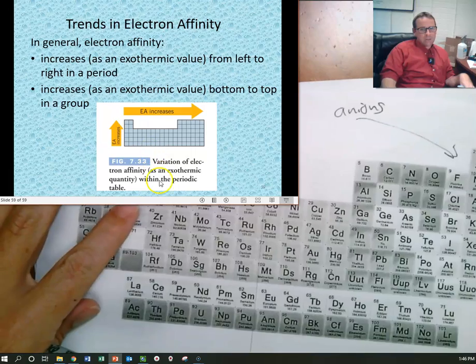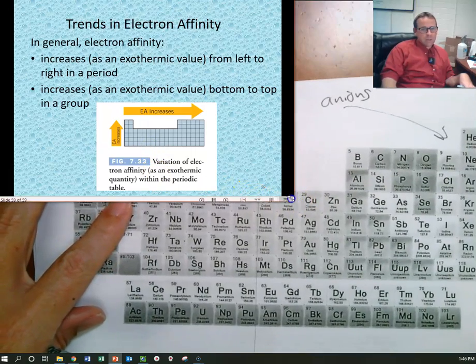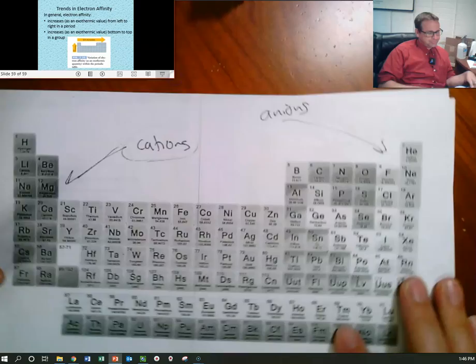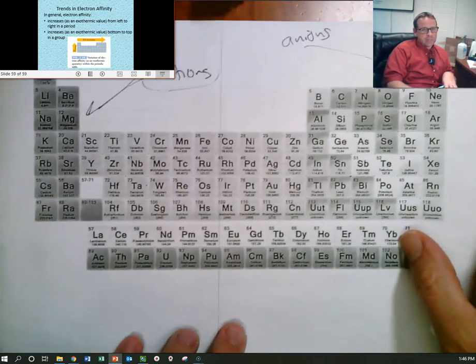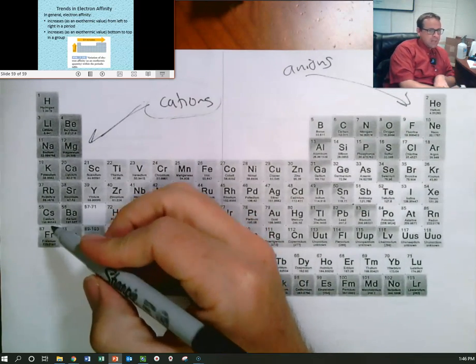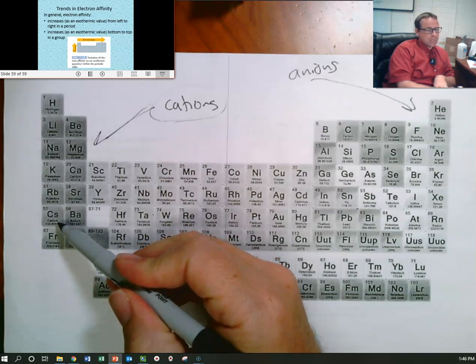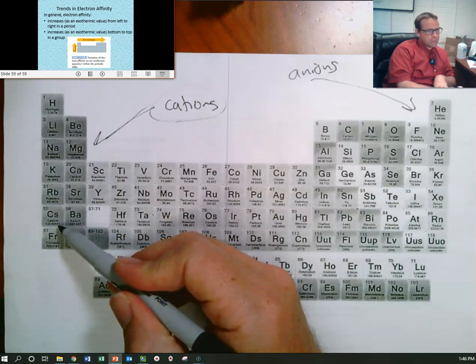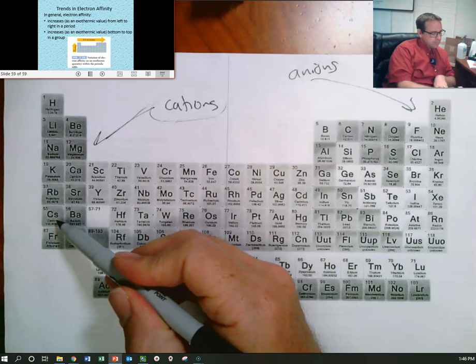If we look at this trend, it increases as we go up or to the right, okay? So let's look at that case. Let's see, Katie, if I give an electron to cesium, is that going to require energy or release energy? Release energy. It'll release energy. That's right. If I give an electron to cesium, it will release energy.